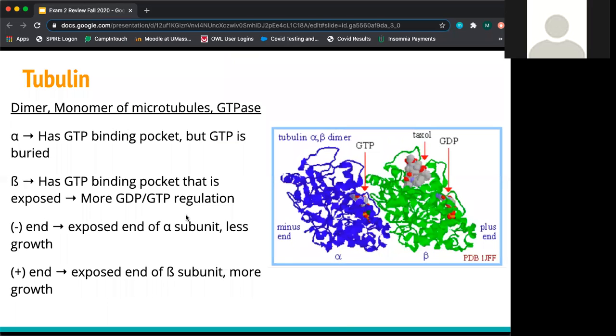So now we're going to talk about tubulin. Tubulin is a dimer, a monomer of microtubules, in its GTPase form. Alpha has a GTP binding pocket, but the GTP is buried. And beta has a GTP binding pocket that is exposed. So there's more GDP than GTP regulation in beta. A dimer just means that there's 2.